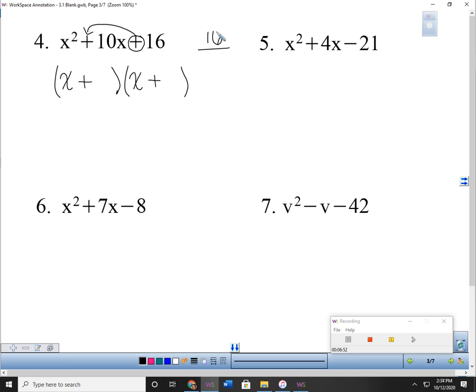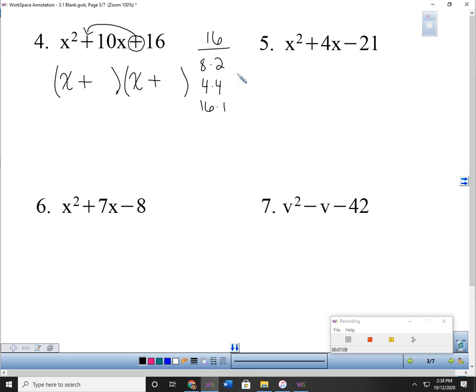So give me everything that multiplies to make 16. 8 and 2. 4 and 4. There's one more. 16 and 1.